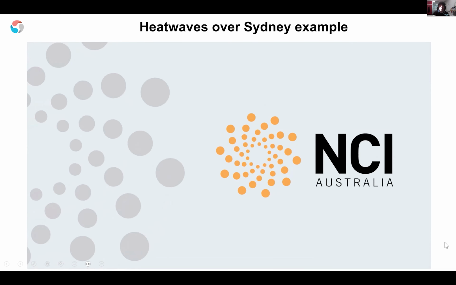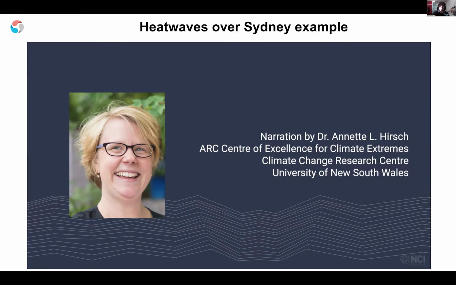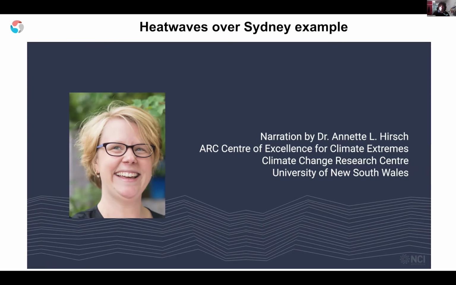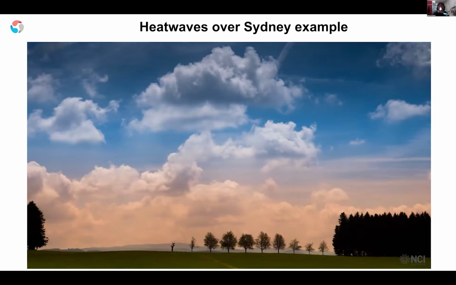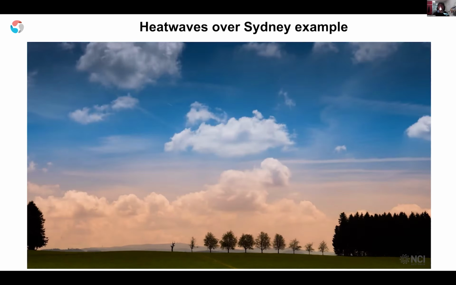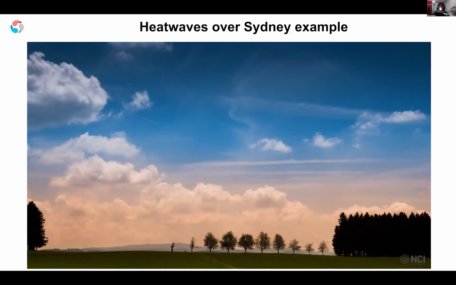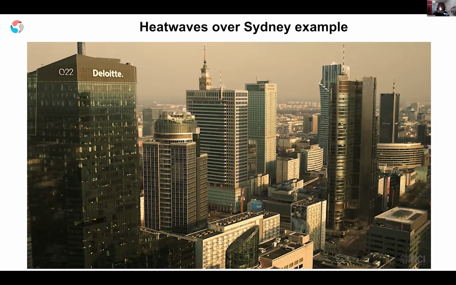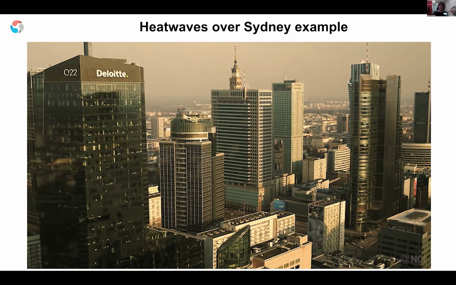My name is Annette Hirsch, and I'm a climate scientist at the ARC Centre of Excellence for Climate Extremes. And my research focuses on understanding how surface conditions influence the atmosphere and what that means for different weather phenomena and climate extremes. Our research was motivated by how urban areas are often hotter than their rural surroundings, a phenomenon known as the urban heat island effect.